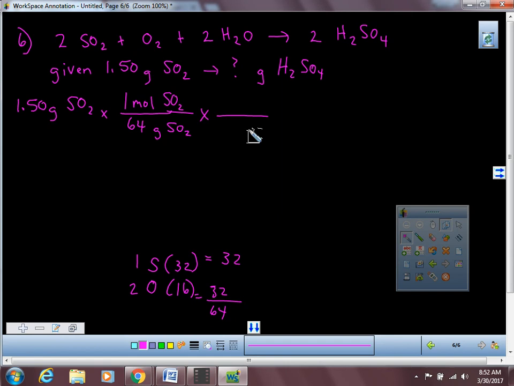I'm not being asked about SO2 though, I'm being asked about H2SO4, so what do I have to use? What do you call the step when you look back at the balanced equation? Oh, the ratio. I need the ratio. So I need to go from moles of SO2 to moles of H2SO4. So I look at my balanced equation, and H2SO4 has a 2 in front of it. SO2 has a 2 in front of it.